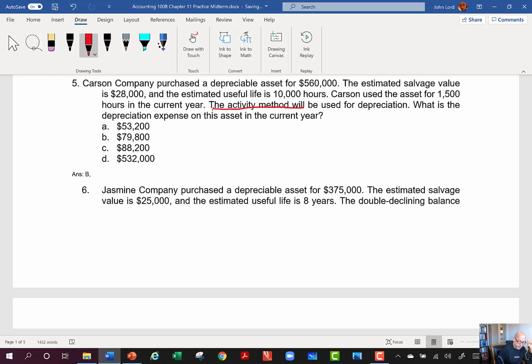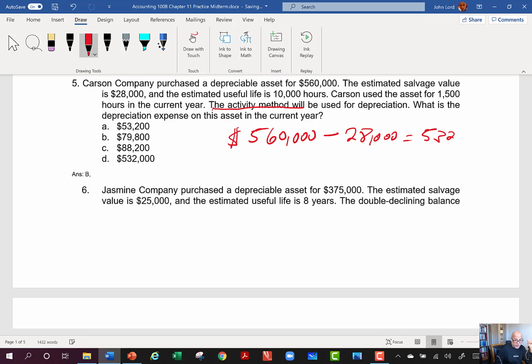Okay, so this is getting a little redundant now, but we practiced with this stuff already, so this one by now is pretty easy for us. 560,000 minus the salvage value. Guys, don't forget to take the salvage value. It's an easy mistake to make.